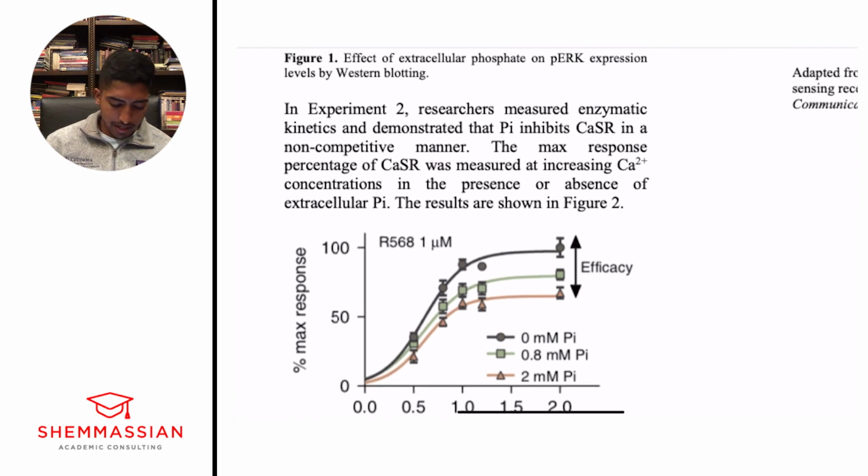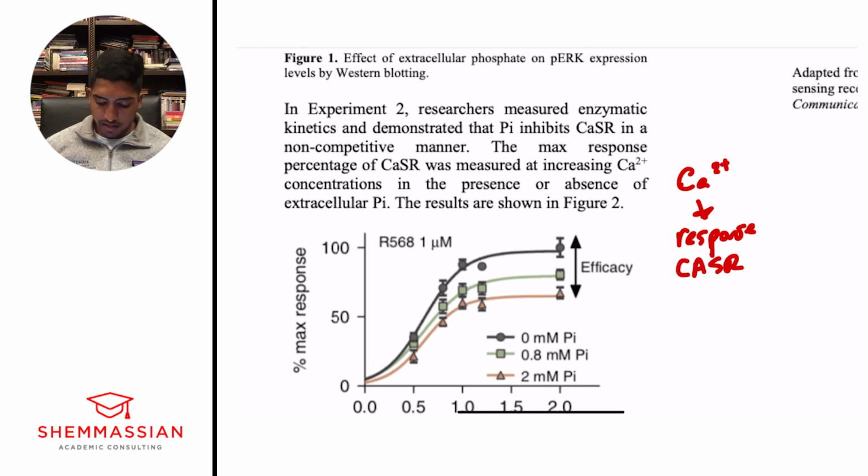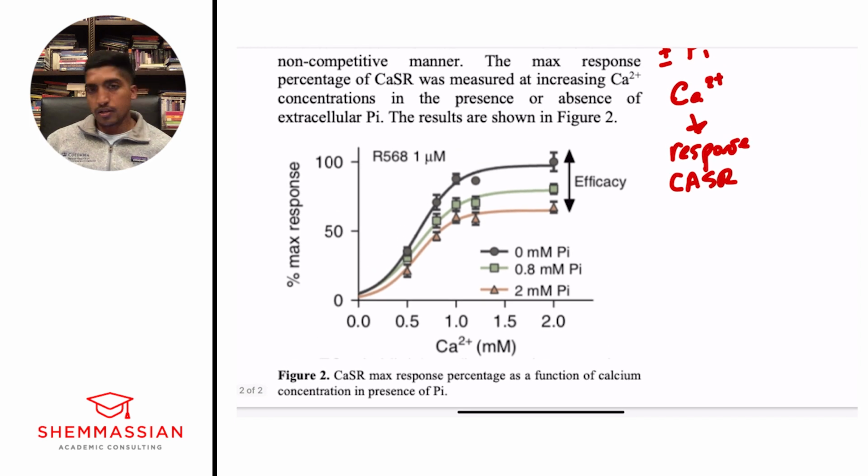What's happening? Here we're looking at Ca2+ effect on the max response of CASR, right? And you can also add plus or minus this extracellular phosphate. So this is sort of experiment 2, and this is sort of a diagram of exactly what we're thinking. Then we look at the figure and we see a graph.